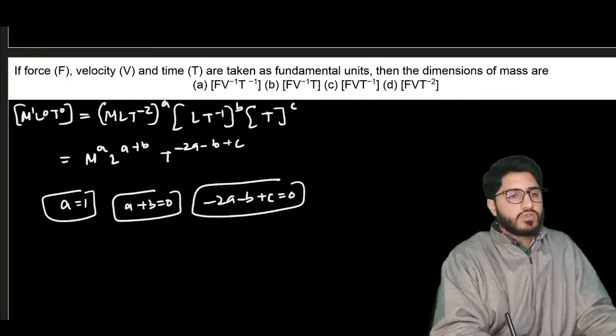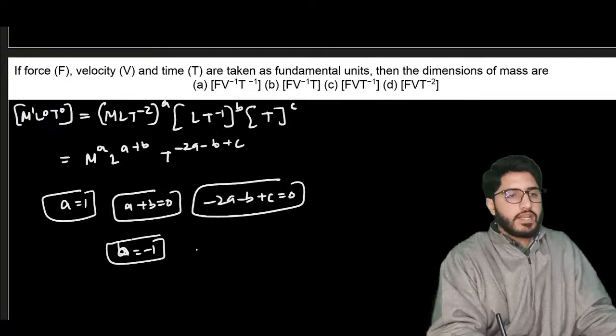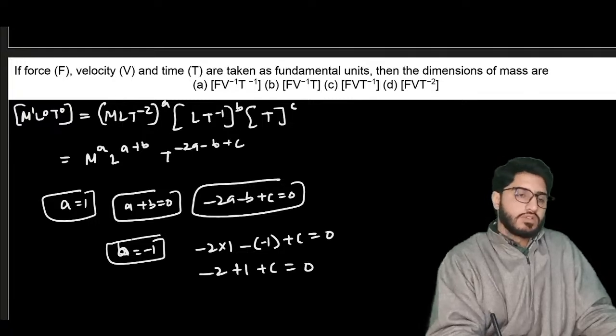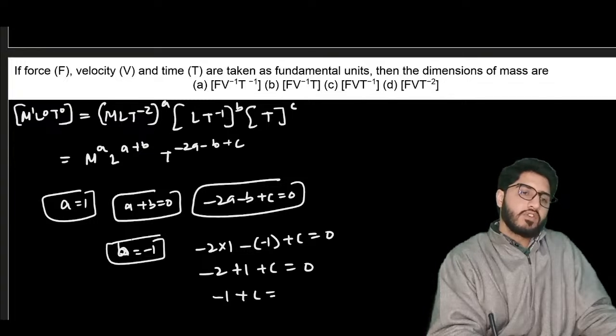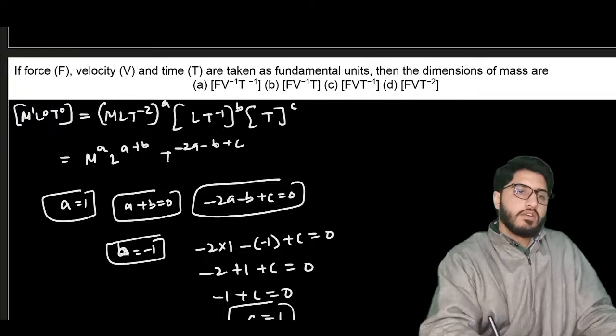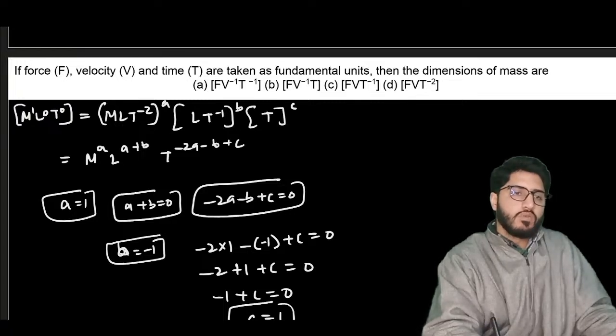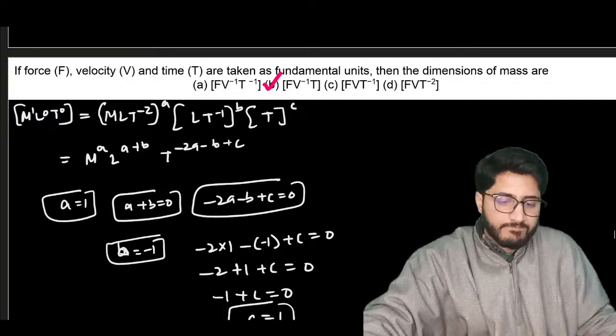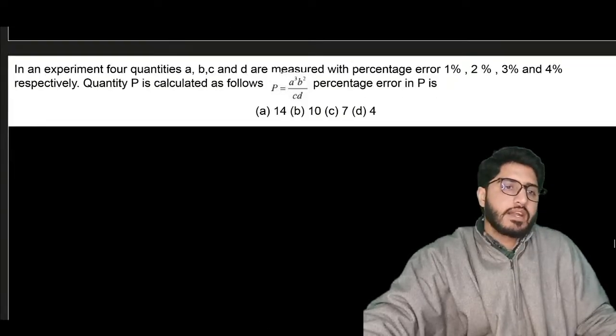So since a is 1, b equals minus 1. I can write minus 2 into 1 minus minus 1 plus c equals 0. It is minus 2 plus 1 plus c equals 0, so minus 1 plus c equals 0. c came out to be 1 only. So it is 1, minus 1, 1. Option B, sorry. Yes, option B is correct.